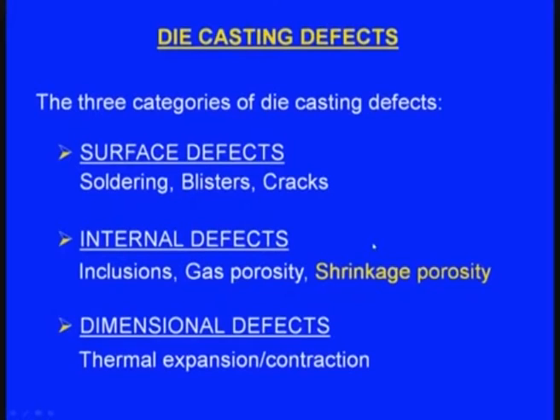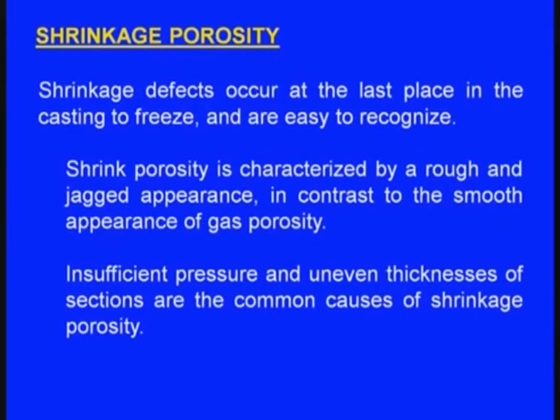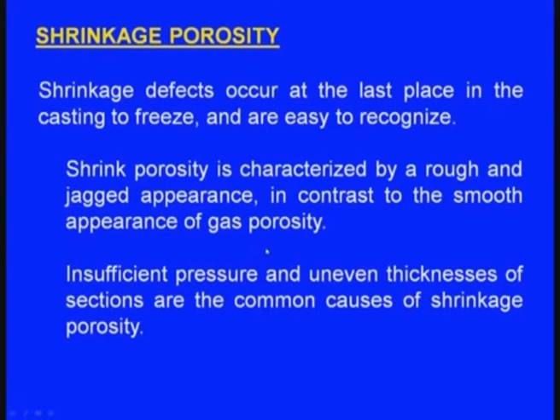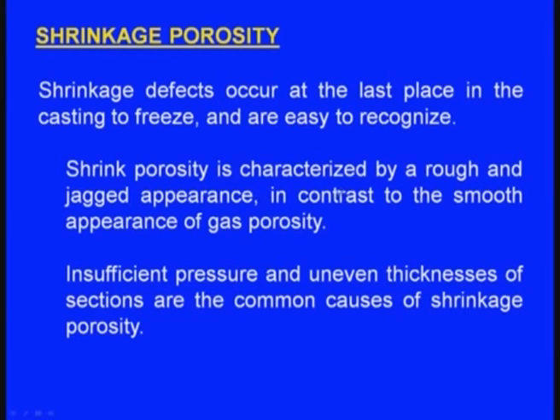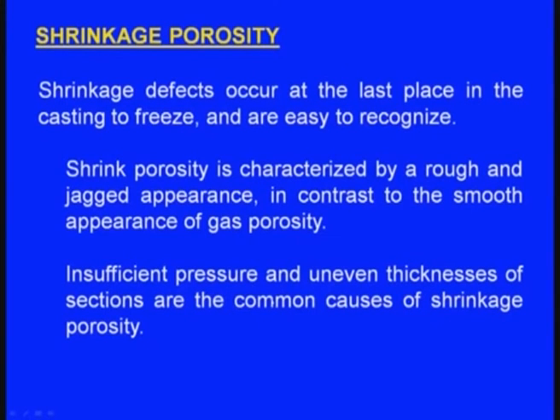Now, let us go to the third one under the internal defects, that is the shrinkage porosity. Shrinkage defects occur at the last place in the casting, during the final stage of solidification. Shrink porosity is characterized by a rough and jagged appearance in contrast to the smooth appearance of gas porosity. So, there are two porosities, one is the shrinkage porosity and another one is the gas porosity. Insufficient pressure and uneven thicknesses of sections are common causes of shrinkage porosity.